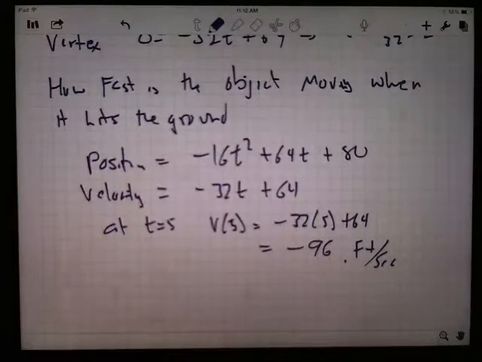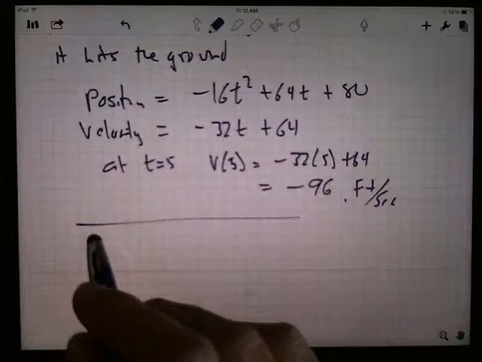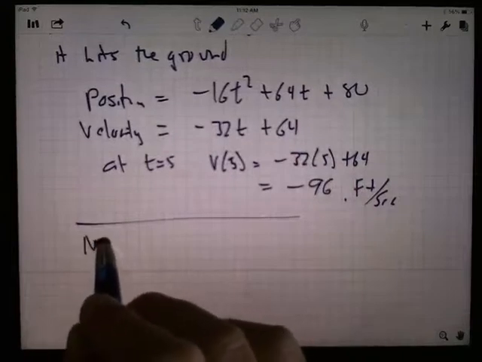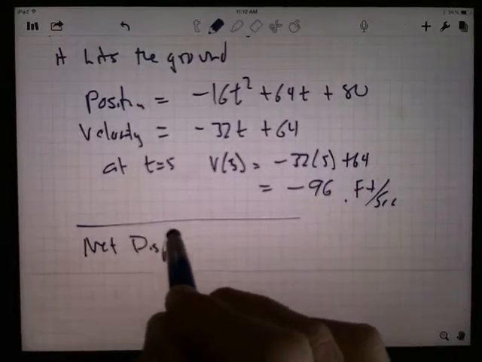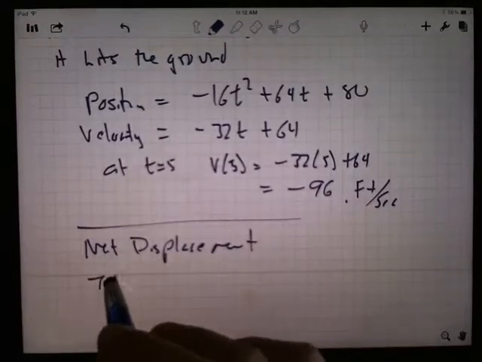Another thing that is often asked, there's two other concepts here that I want. One is the notion of net displacement and total distance traveled.